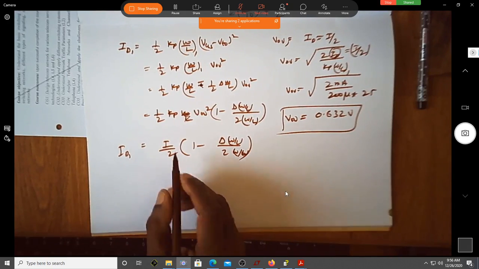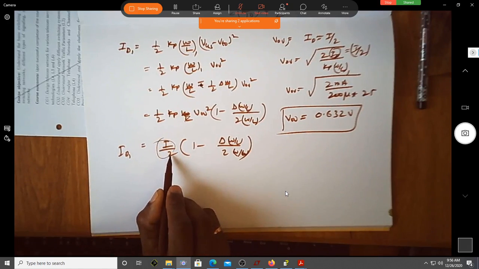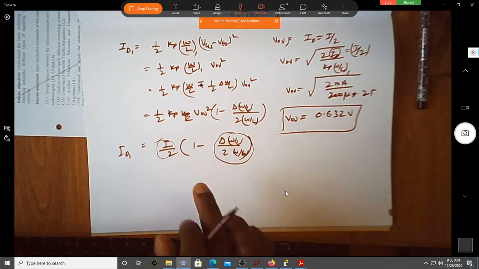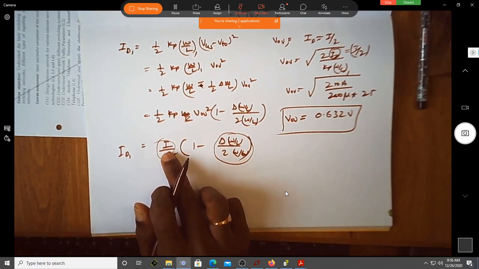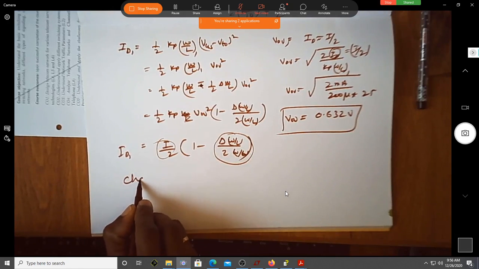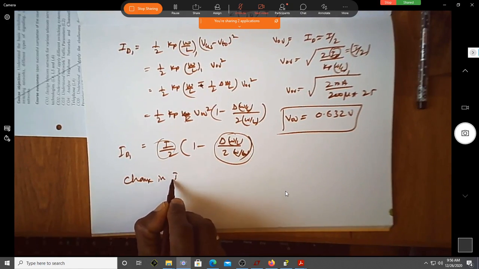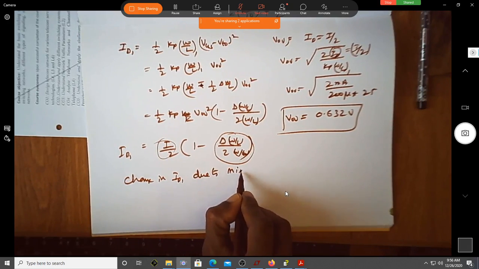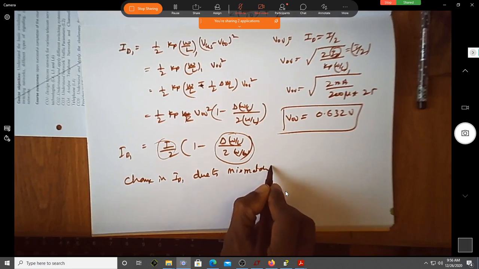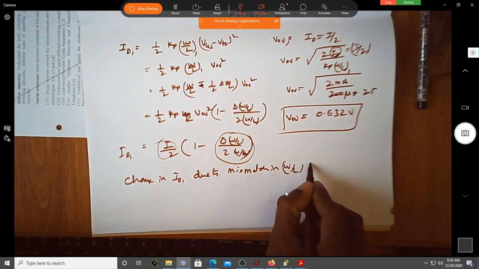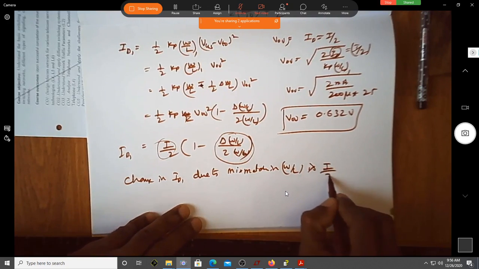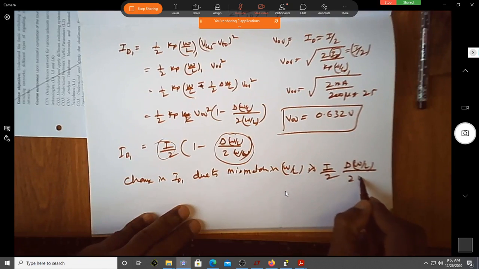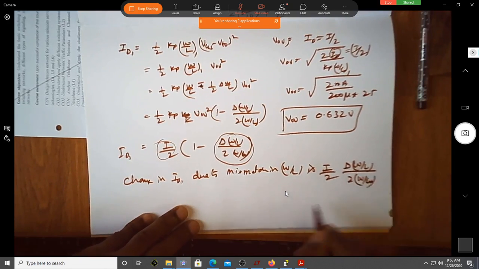1 milliampere. That's what this is, correct? You can see this is the change: I by 2 multiplied by the change in ID1 due to mismatch. Due to mismatch in W by L, how much is it? I by 2 multiplied by delta W by L divided by 2 W by L. Correct?